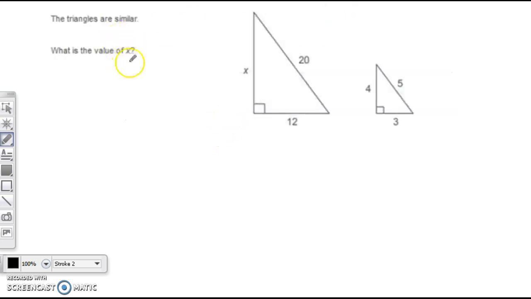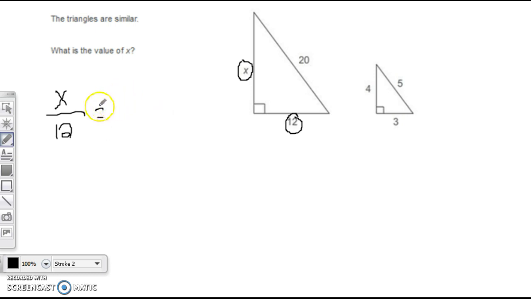Here we go. The first one says the triangles are similar. What is the value of x? Well, you can do this two ways. I'm going to go ahead and show you the proportions because that way always works, but I'll show you another way as well. So I want to find x. So I'm going to start off by putting x on top of my fraction, and then I'm going to pick any other side from this triangle. So I'm just going to go ahead and use 12.